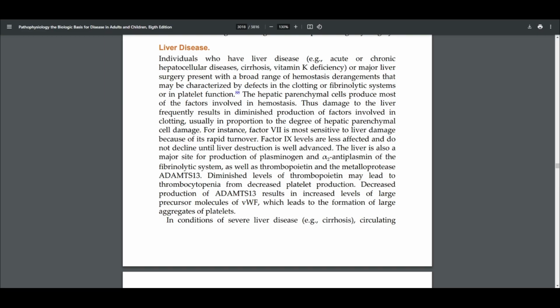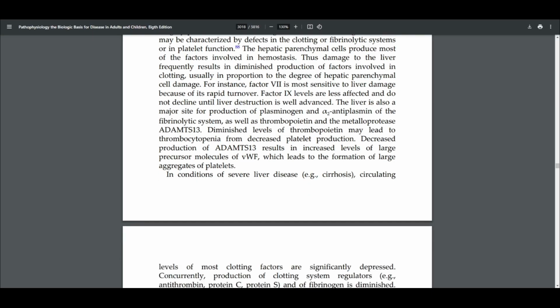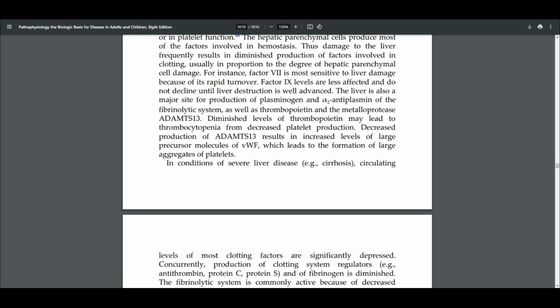The liver is also a major site for production of plasminogen and alpha antiplasmin of the fibrinolytic system, as well as thrombopoietin and the metalloprotease ADAMTS13. Diminished levels of thrombopoietin may lead to thrombocytopenia from decreased platelet production. Decreased production of ADAMTS13 results in increased levels of large precursor molecules of von Willebrand factor, which leads to the formation of large aggregates of platelets.